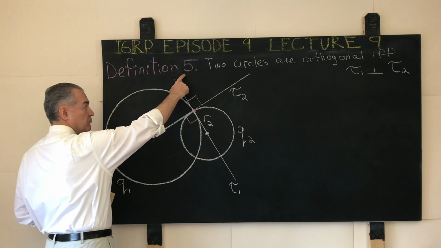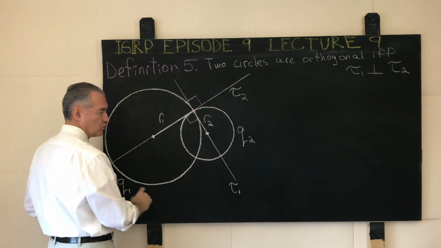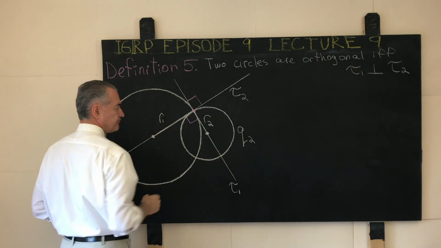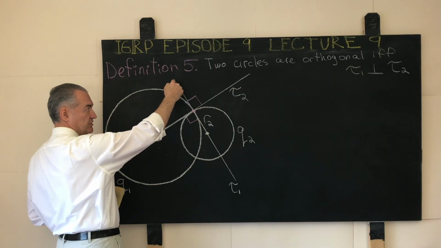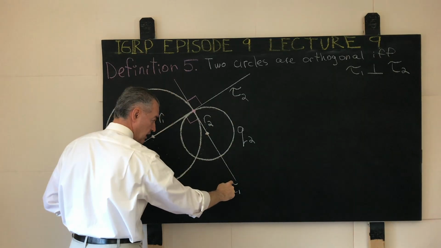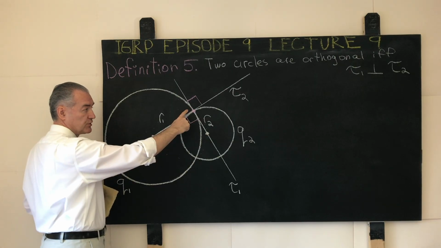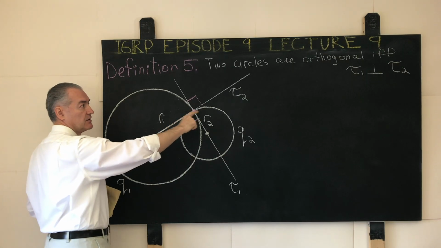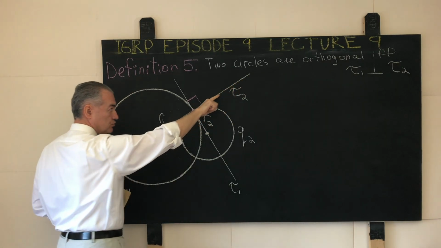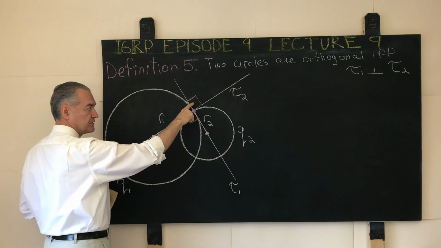So by definition number 5, our two circles, let's say circle Q1 and circle Q2, are orthogonal if and only if the angle between the tangent straight line tau 1 drawn to the circle Q1 through one of the points over which the two circles intersect, and the tangent straight line tau 2 drawn to the circle Q2 through the same point, is right.